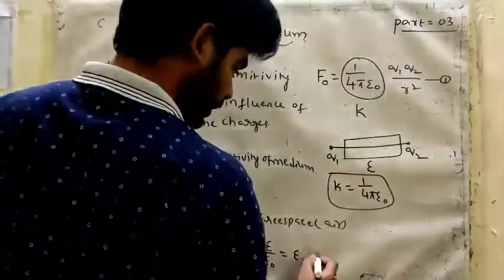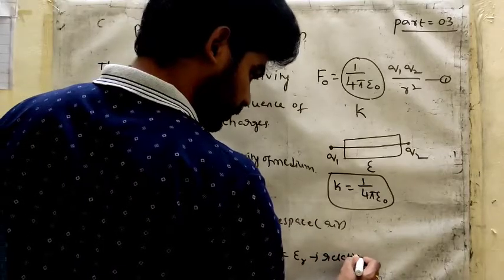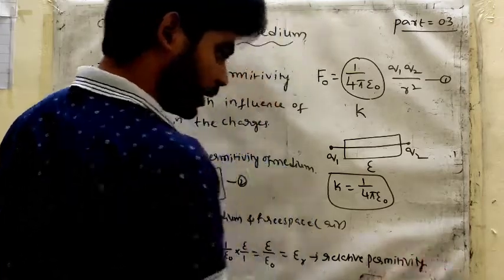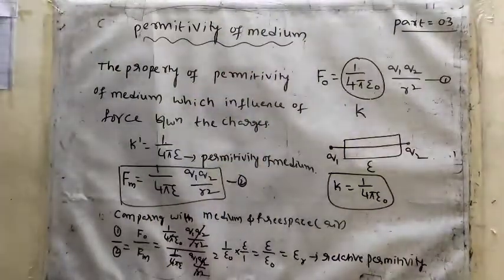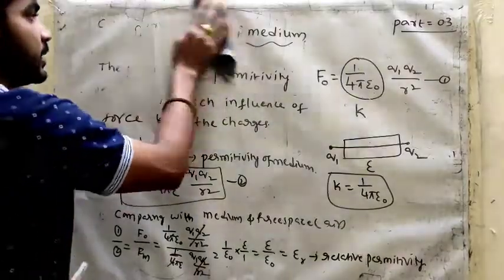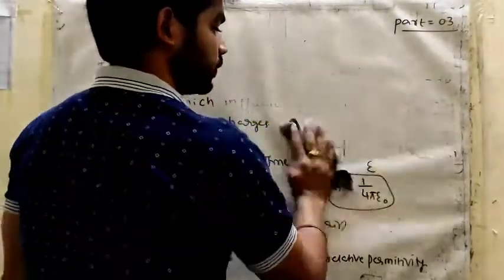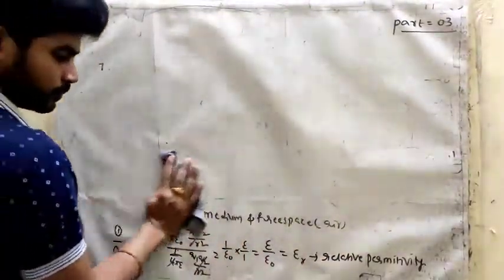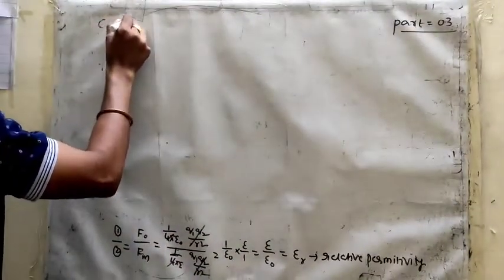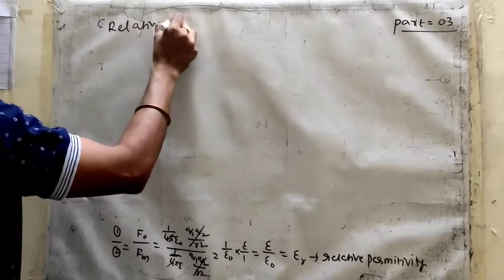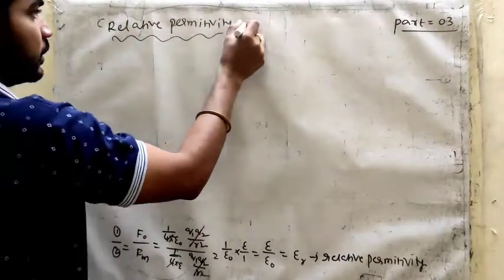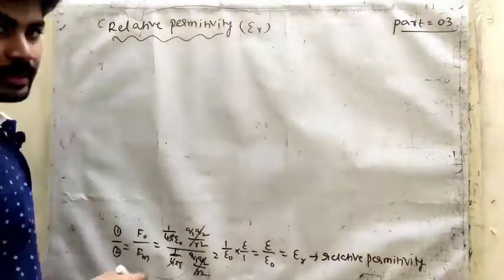Epsilon R is relative permittivity. Relative permittivity is denoted by epsilon R.